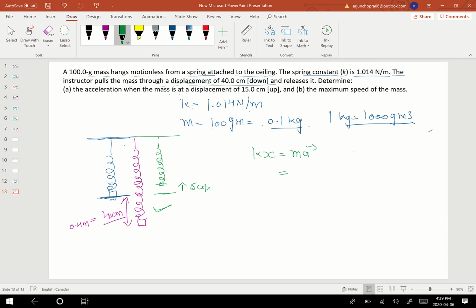ma, which I wanted to find out. The mass value is 100 grams or 0.1 kg. The k value is 1.014, times the x value, the displacement, which is 15 centimeters, because we wanted to find the acceleration at a displacement of 15 centimeters. So it's 0.15, so 1.014 times 0.15 divided by 0.1. So let me do these calculations.